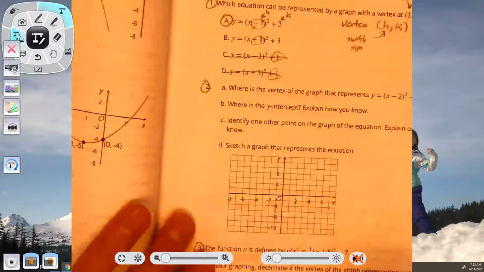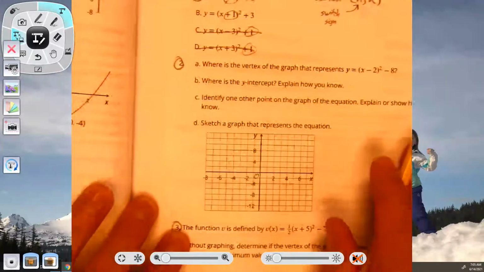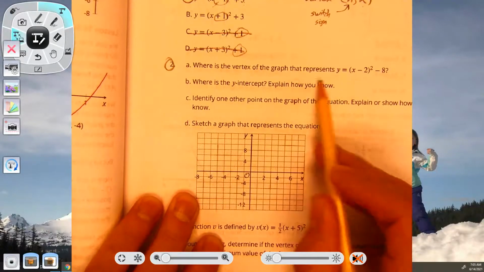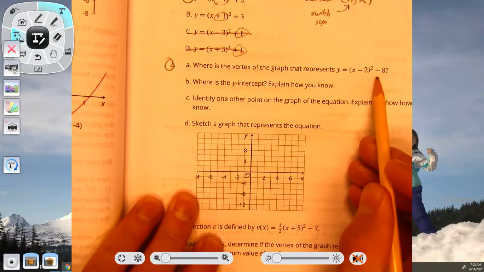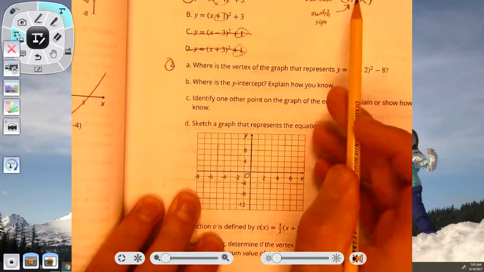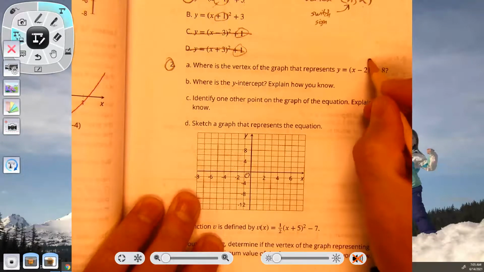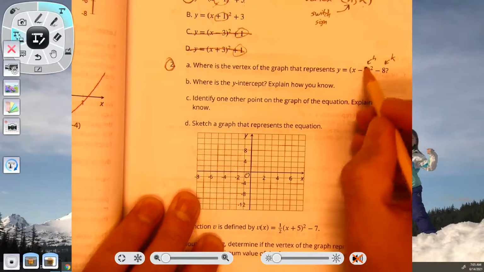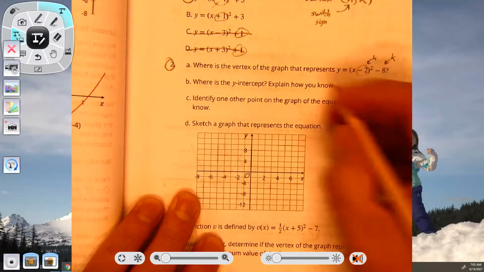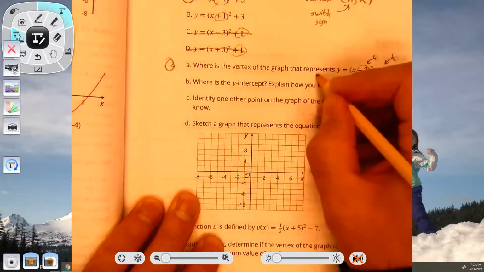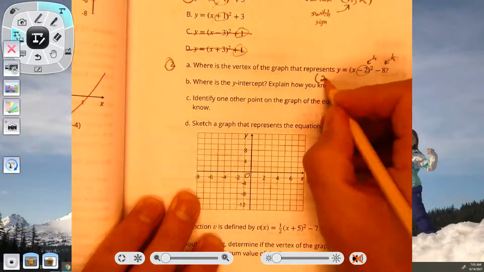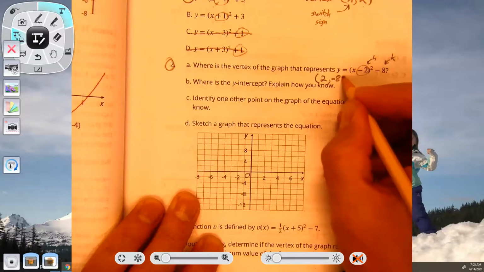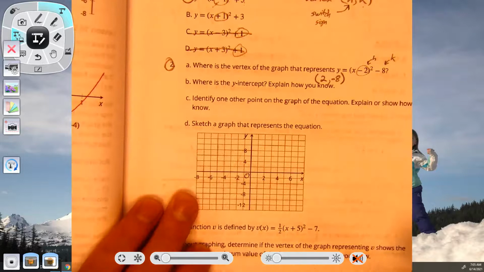Let's go and move on to number 2. Where is the vertex of the graph that represents y equals (x minus 2) squared minus 8? Just like the problem up above, this is my h, this is my k, and we have to switch this sign right here, and this one stays the same. So the vertex for this one would be at the point +2, because we switch the sign, and then we keep the sign of this second one, -8. There we go.